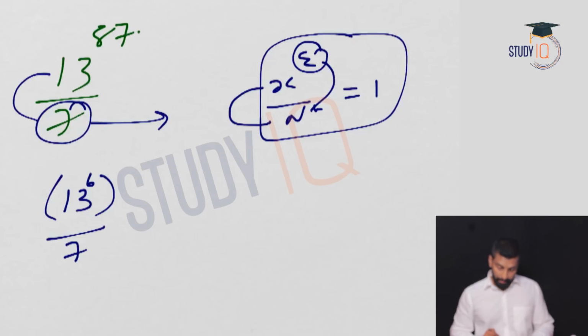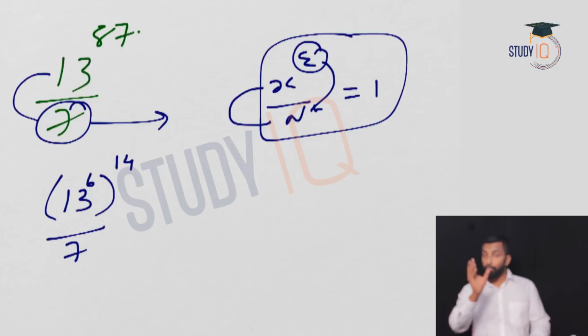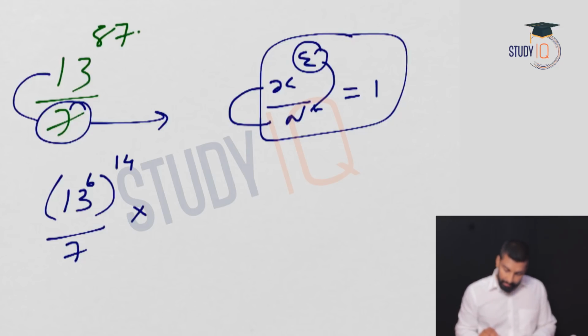Up to 84, right? Up to 84 you can write. That means if up to 14, so 14 such groups you can make. That means up to 84 I can cover. What is the balance? 13 raised to 3. So 13 raised to 3 by 7. Now my answer depends on this only.